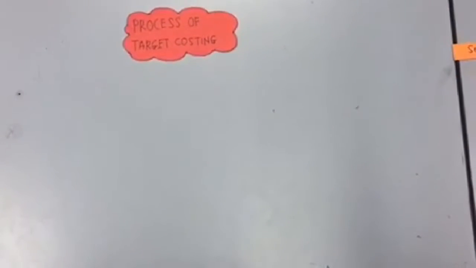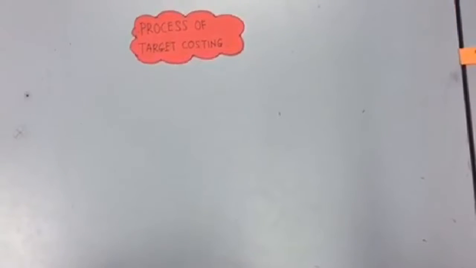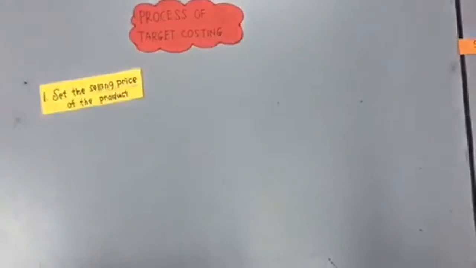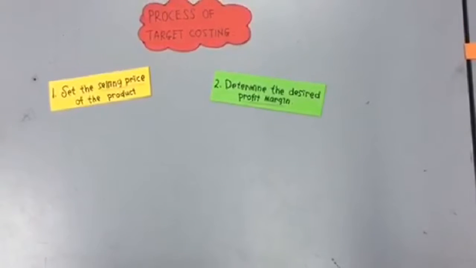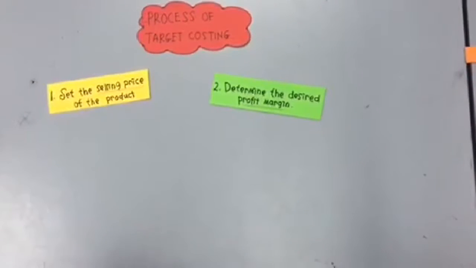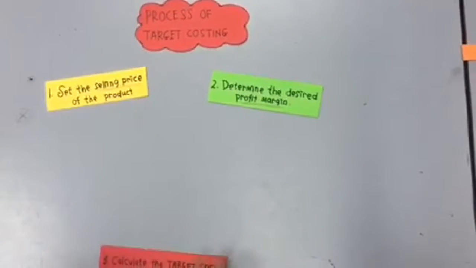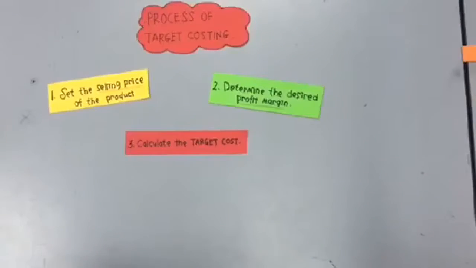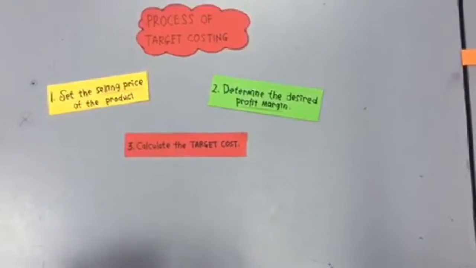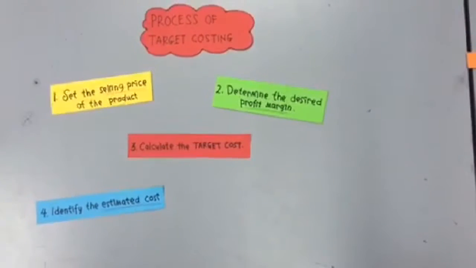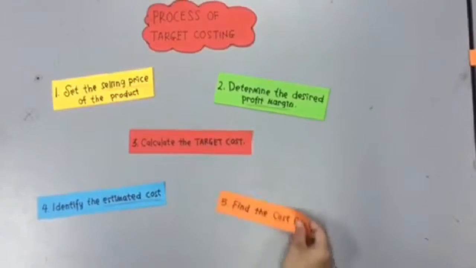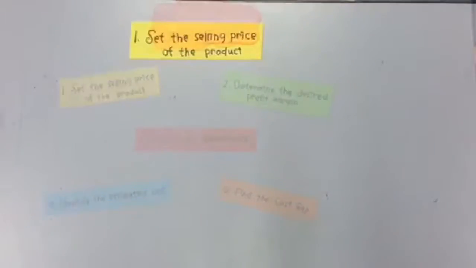There are a few steps in the process of target costing. The first step is to set the selling price of the products. The second step is to determine the desired profit margin. The third step in the process of target costing is to calculate the target cost. And the fourth one is to identify the estimated cost. The last step of target costing is to find the cost gap.